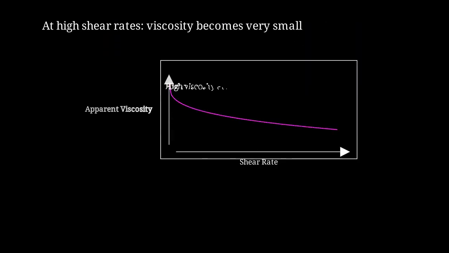This graph shows how apparent viscosity decreases dramatically with increasing shear rate. At rest, ketchup has extremely high viscosity, but once flowing, it becomes quite fluid. Let me give you concrete numbers to illustrate this dramatic change. At a shear rate of 0.01 per second, which is barely perceptible flow, the apparent viscosity is approximately 5,000 pascal seconds. This is extremely viscous, like thick honey.